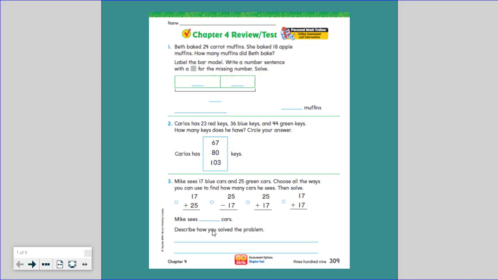All right, boys and girls, we're going to work through our Chapter 4 review. We need to get ready for our test. So I'm on page 309 in your math book, so let's go ahead and get started.